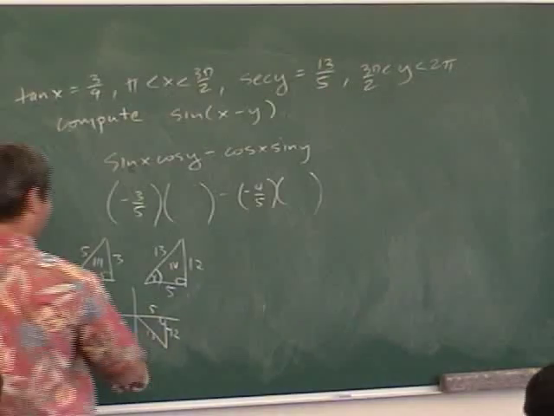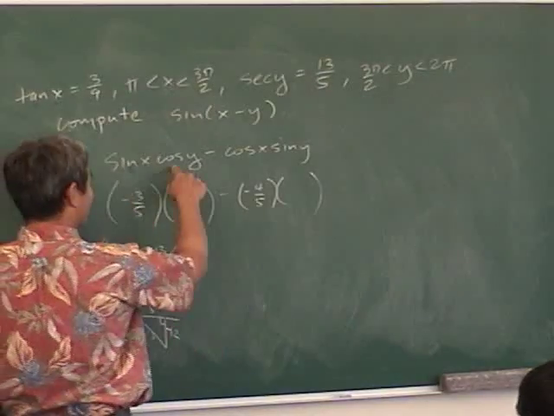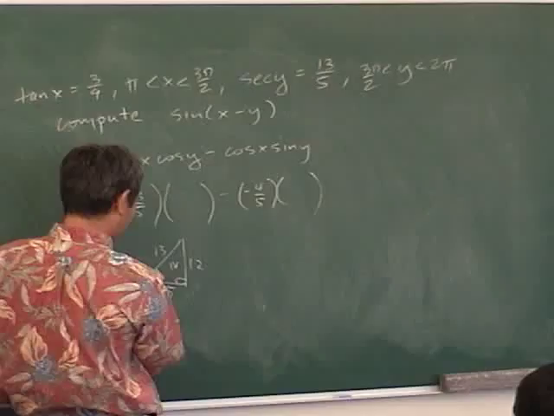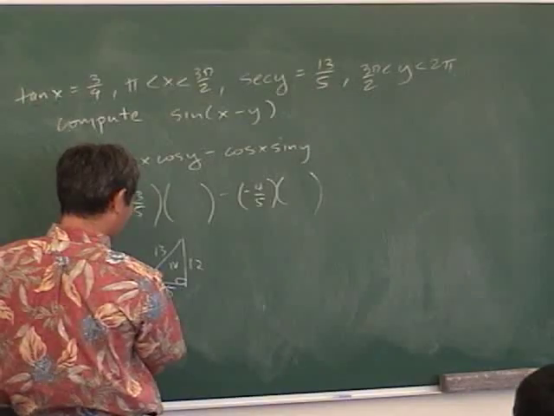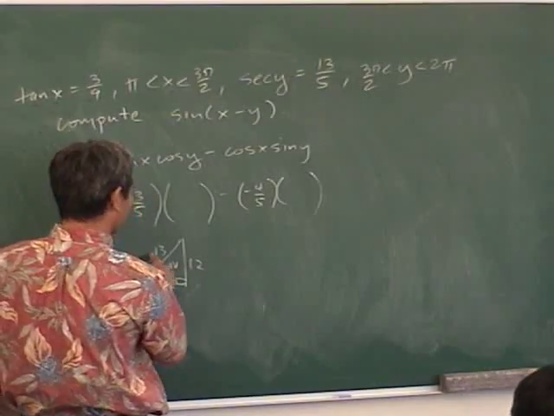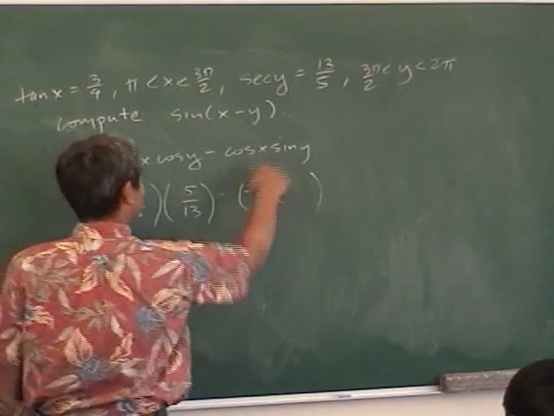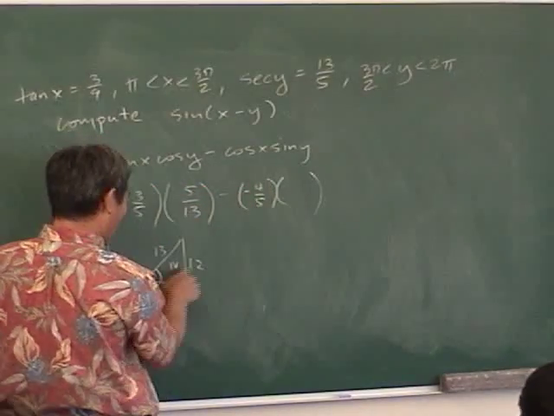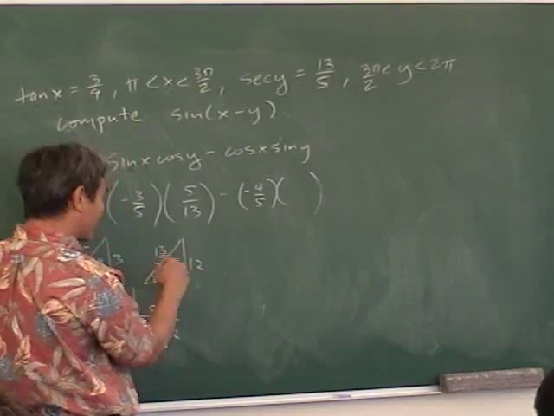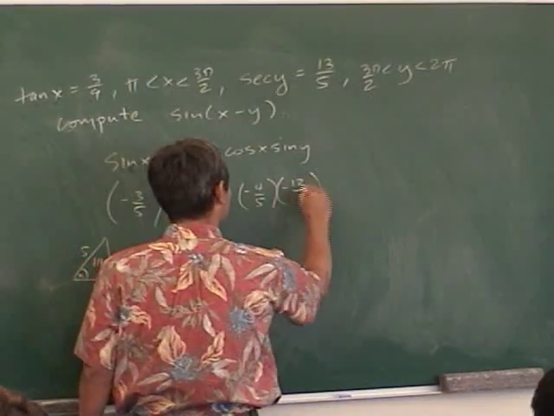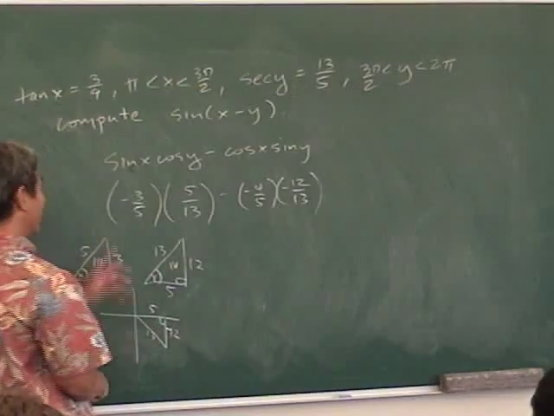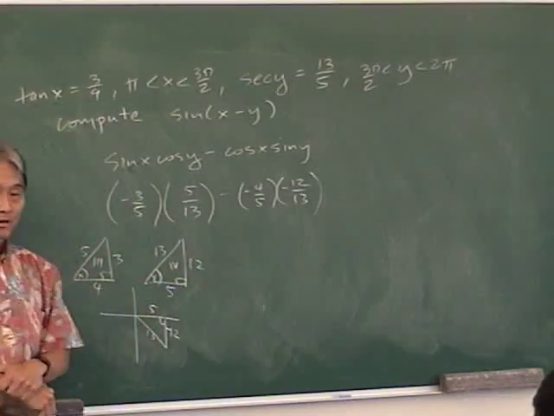Okay, anyway, I'm not going to do this, I just look at this. What is the cosine of this angle right here? Adjacent over hypotenuse, but in the 4th quadrant it's positive. What is the sine of this angle here? Opposite over hypotenuse, but in the 4th quadrant it's negative, so negative 12/13. So if you miss the sign, that's bad.